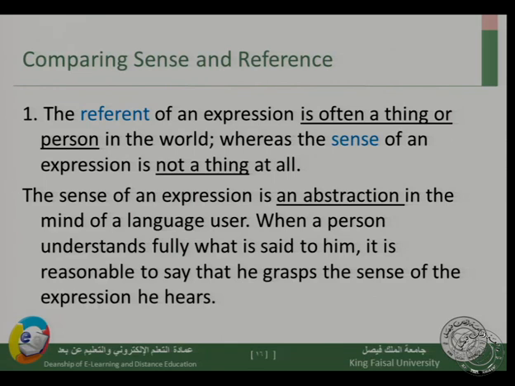So this is important to note: a referent is something that we can see, that exists. It is a thing, it is a person in the world. Of course there are certain exceptions, but mostly it is something that exists. Whereas the sense of an expression is not a thing. It is just an abstraction in the mind of language users.